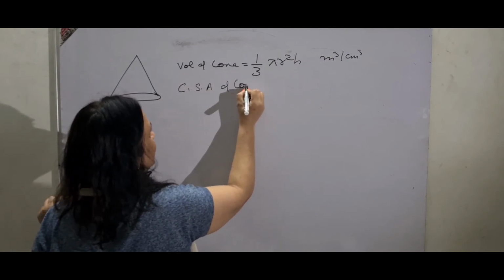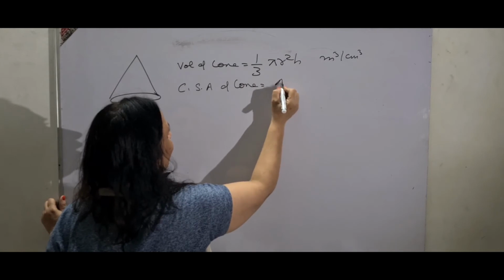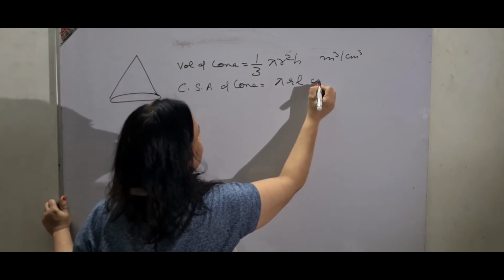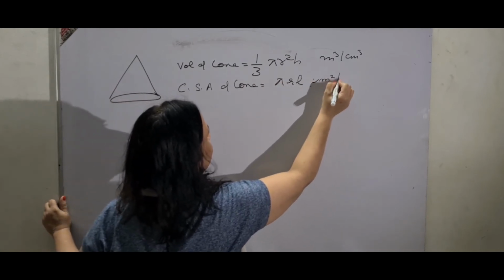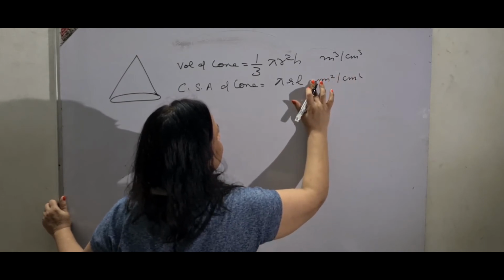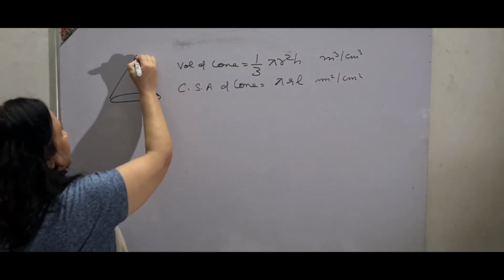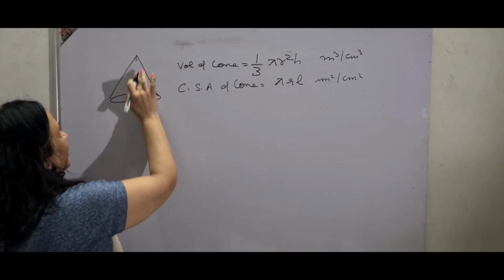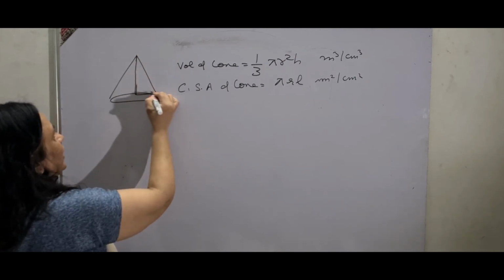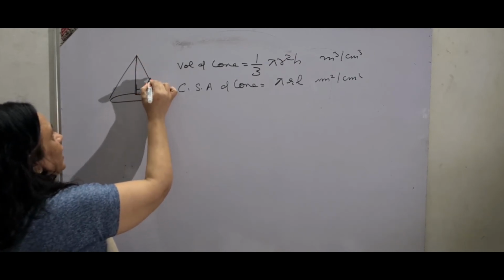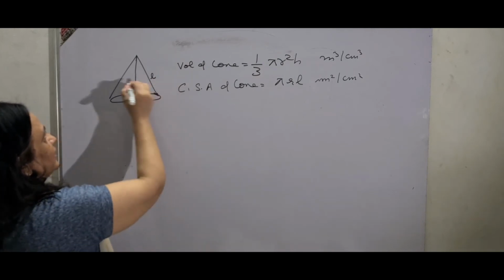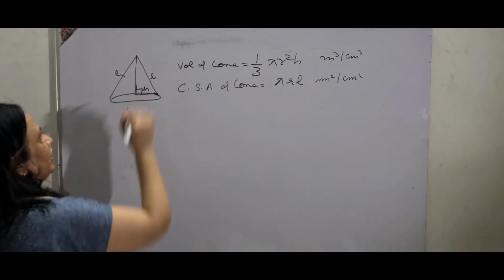Let me tell you a few things, one very important thing: it is pi r l, in meter square or centimeter square. This is the figure in which you will have two types of height. One will be the perpendicular height, denoted by h, and the other will be the slant height. And this l will be the same anywhere you take it in the cone.